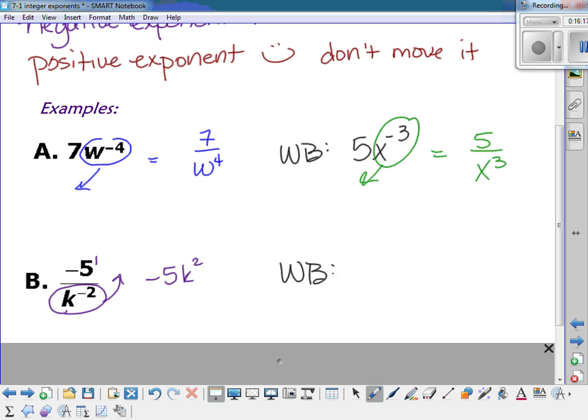All right, so here's one for your whiteboards. Okay, so who's not happy? The r to the negative 6, right? So it's going to equal 7 r to the 6th.